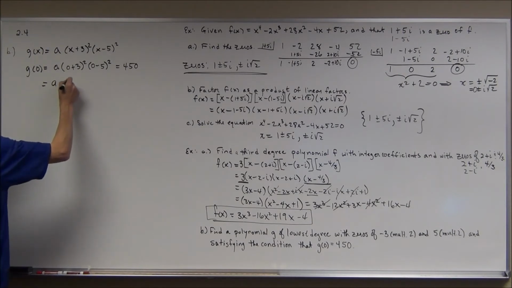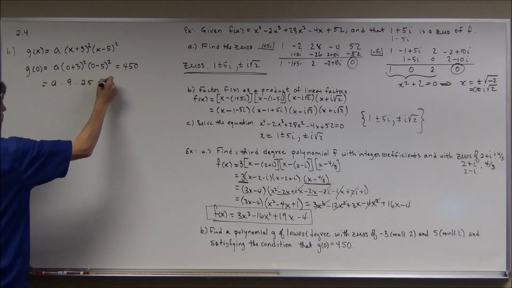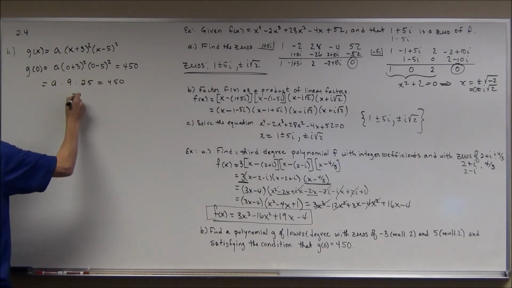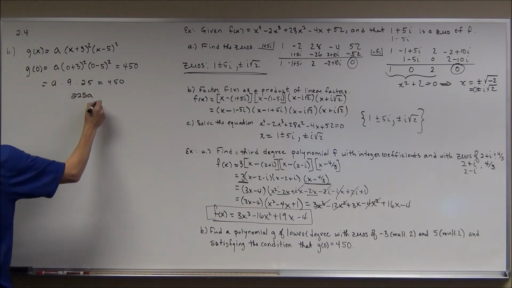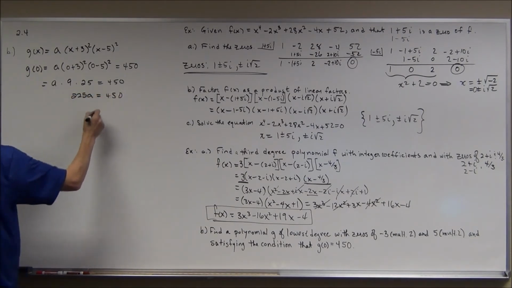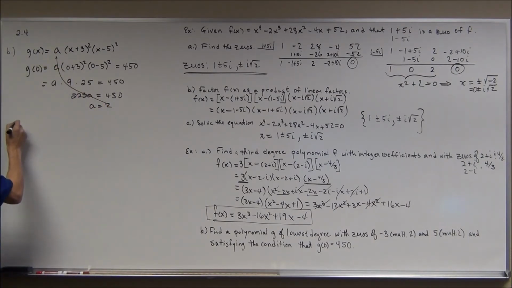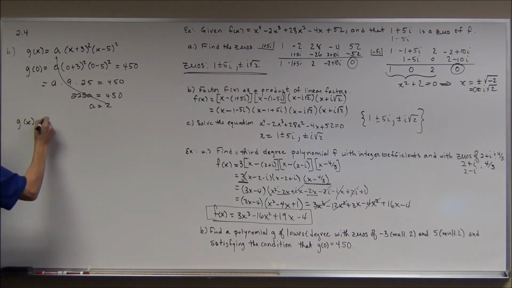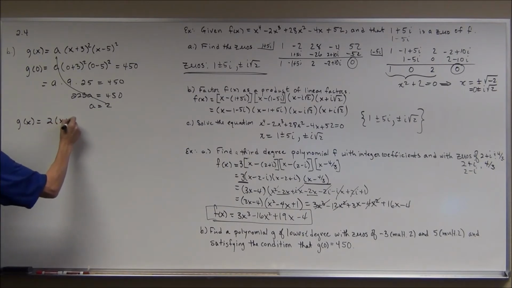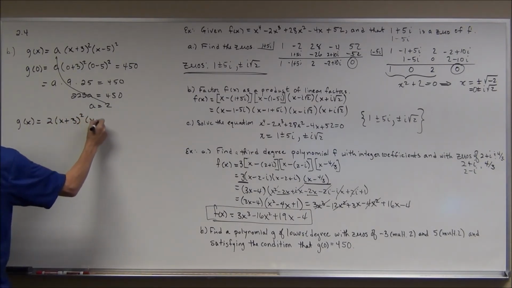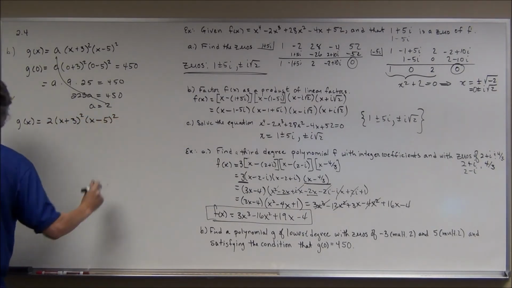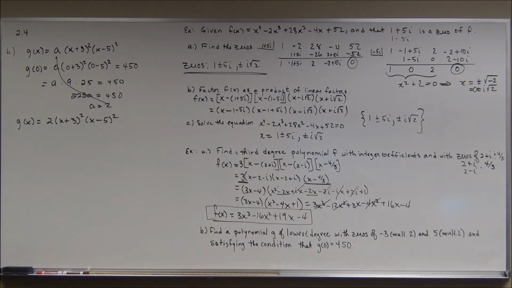So this is a times 9 times 25 is equal to 450. I have 225a is equal to 450. I have a is equal to 2. Plug them right into there. g of x is equal to 2 times the quantity x plus 3 quantity squared times the quantity x minus 5 quantity squared. Now, here's the bad news.